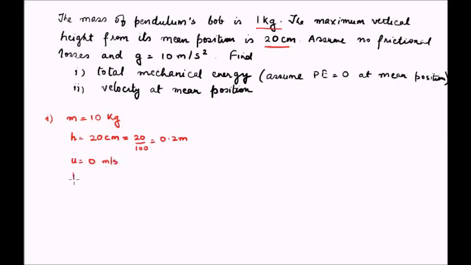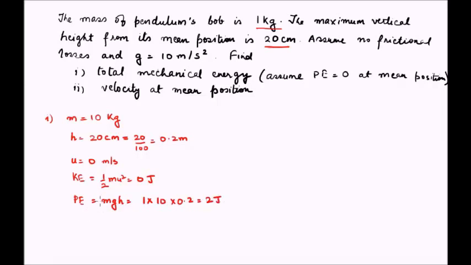Therefore, the kinetic energy at maximum height is half m v square, which is 0 joule. The potential energy at maximum height is mgh. Since the reference is 0, it will be 0 plus mgh, that is mgh itself. Mass is 1 kg, gravity is provided as 10 meter per second square, and we know that the height is 0.2 meter. So the potential energy is 2 joule.